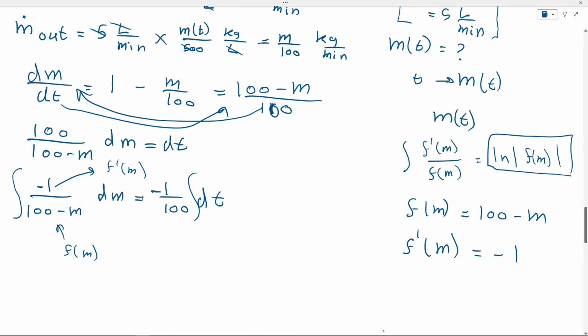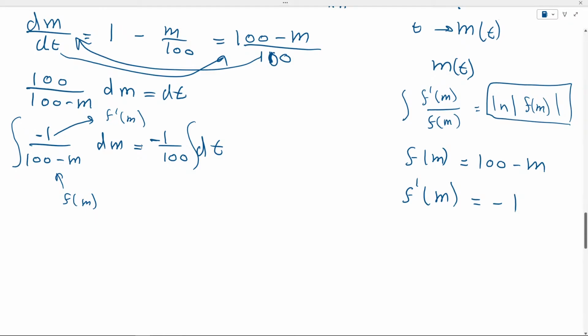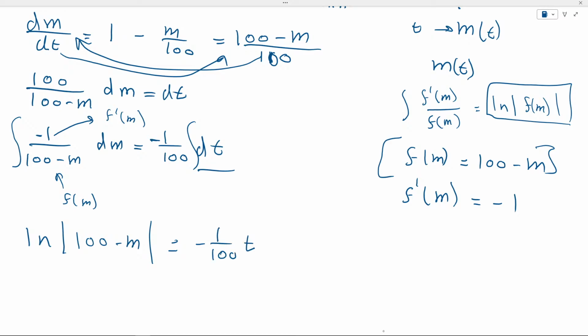And now I have something that looks like this. So I know how to integrate this. That is easy. That would be ln of my function, so ln of 100 minus m. And I know how to integrate this; it would be equal to t. So that is equal to negative 100 times t plus some constant here.